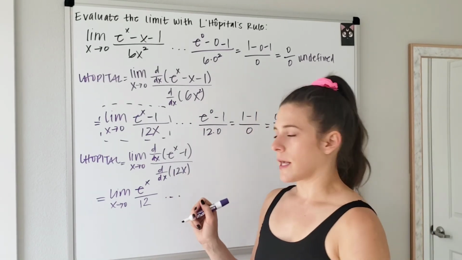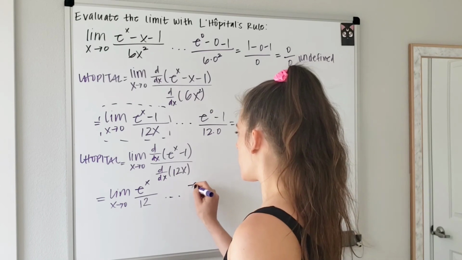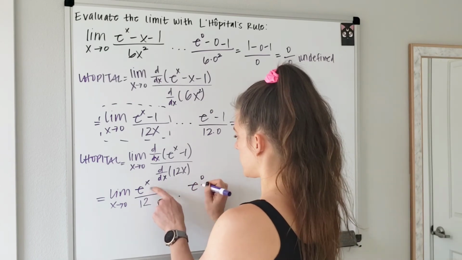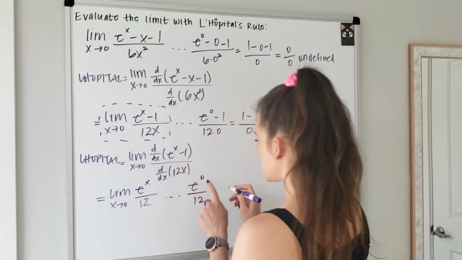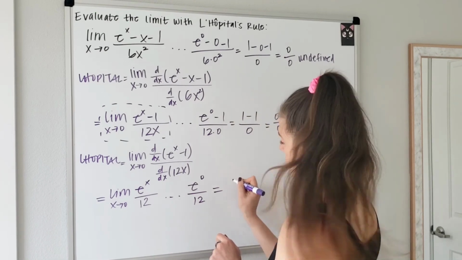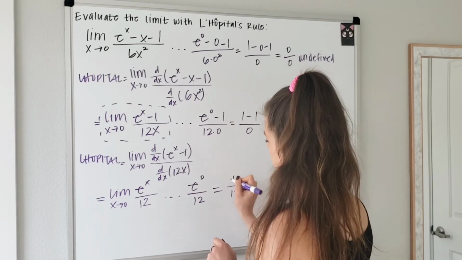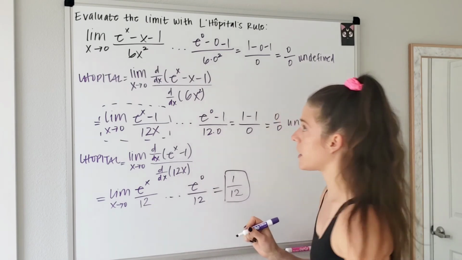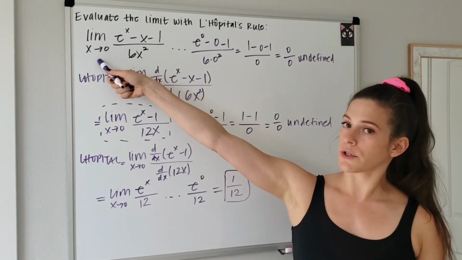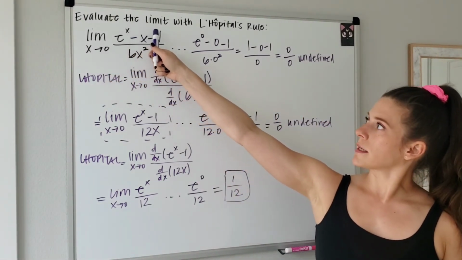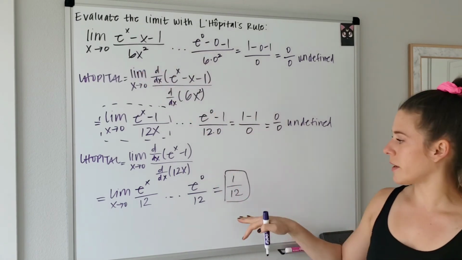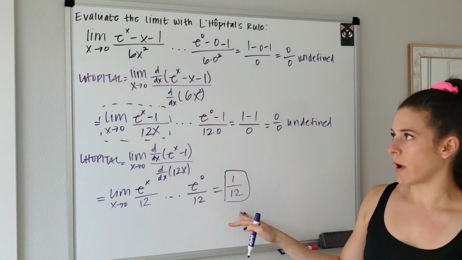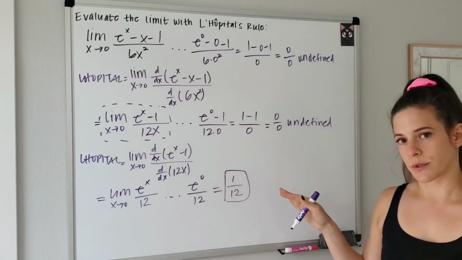Let's evaluate the limit then as x approaches 0, plugging in 0 where we see x. e to the 0, or anything to the 0, is just 1, over 12. So that's going to be our answer. The limit as x approaches 0 of (e^x - x - 1) / (6x^2) is going to equal 1 over 12, and we used L'Hopital's rule to get there.